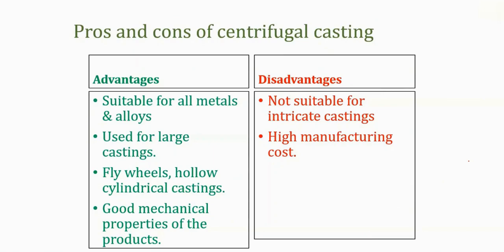Advantages: it is suitable for all metals and alloys and for larger castings like pipes and hollow structures, and it also possesses good mechanical properties when compared to the sand casting process. It also has a few disadvantages. It is not suitable for intricate castings. In sand casting, by keeping core structures inside the mold cavity we can produce intricate structures, but in centrifugal casting we can't produce such intricate structures, and the manufacturing cost is very high when compared to sand casting.